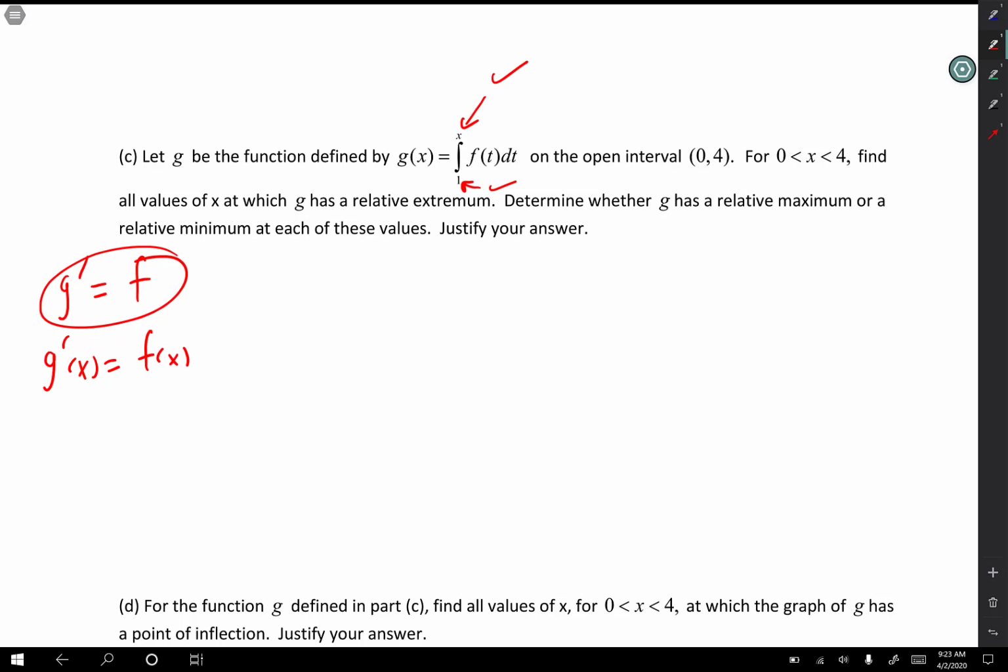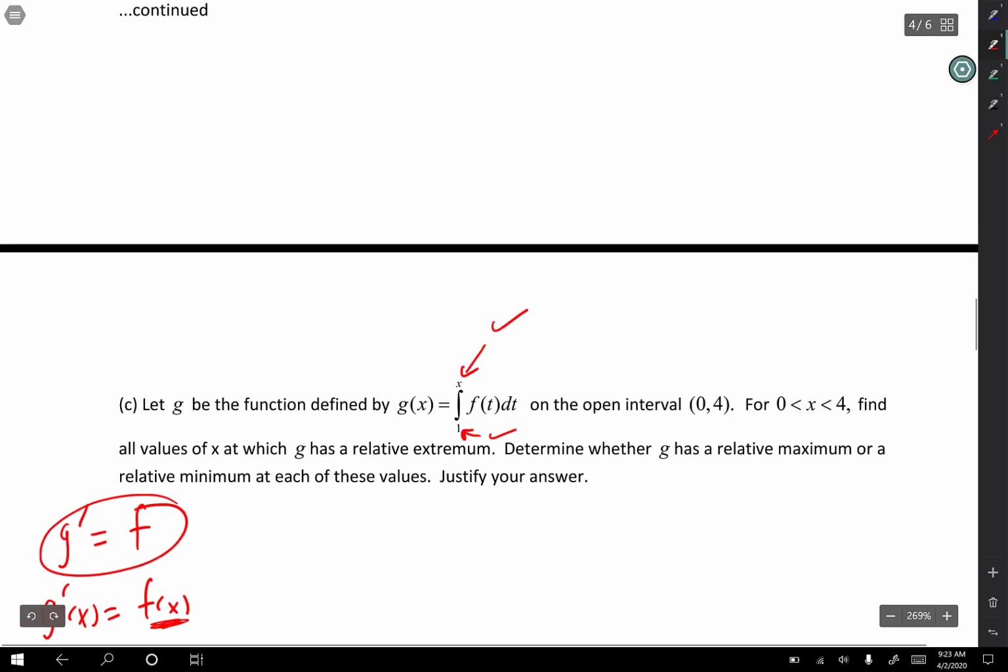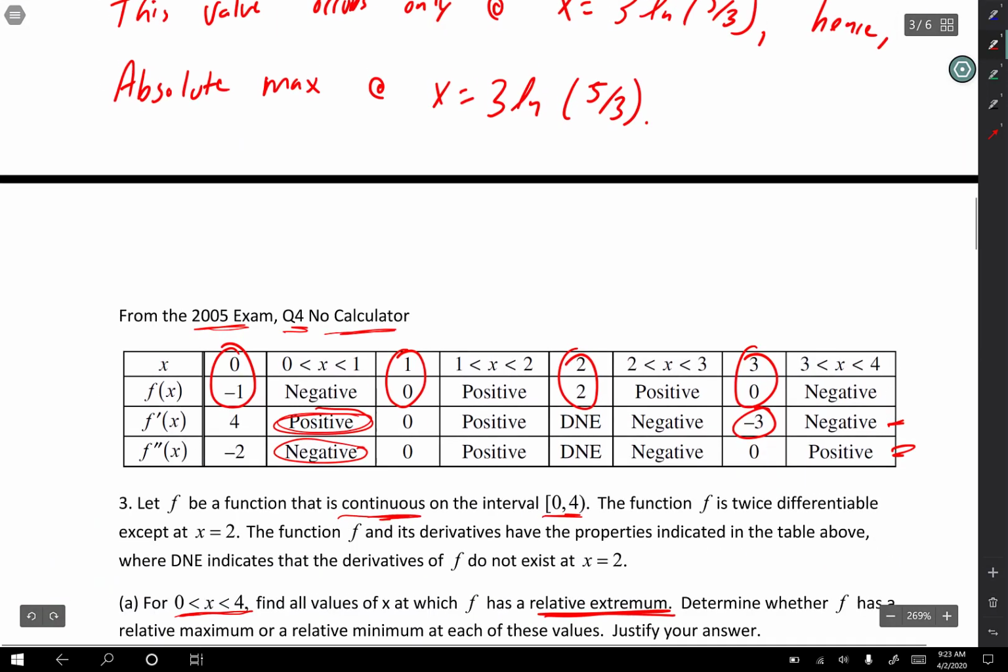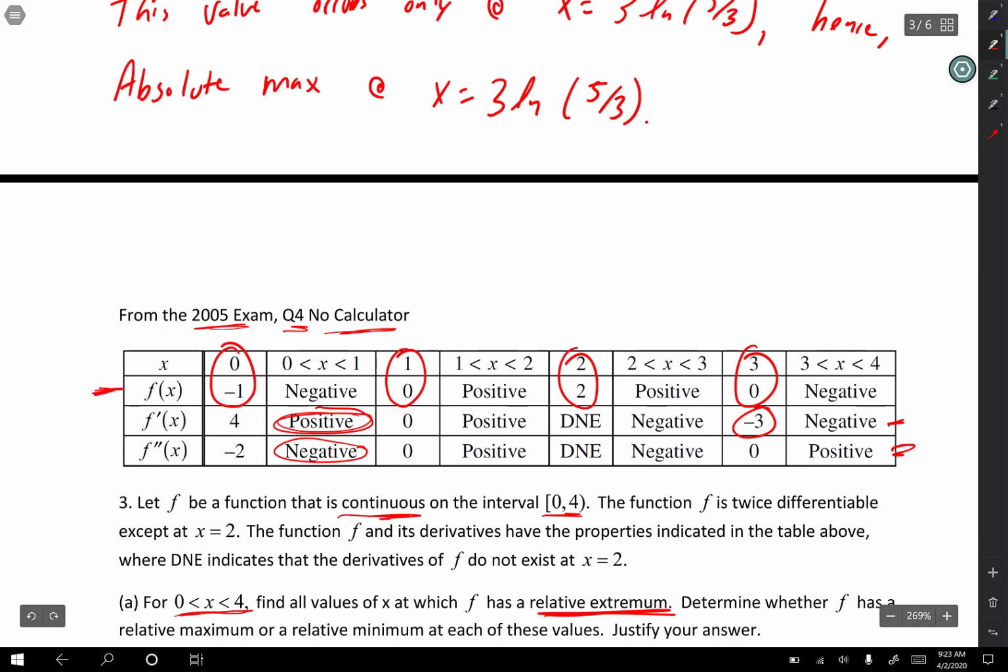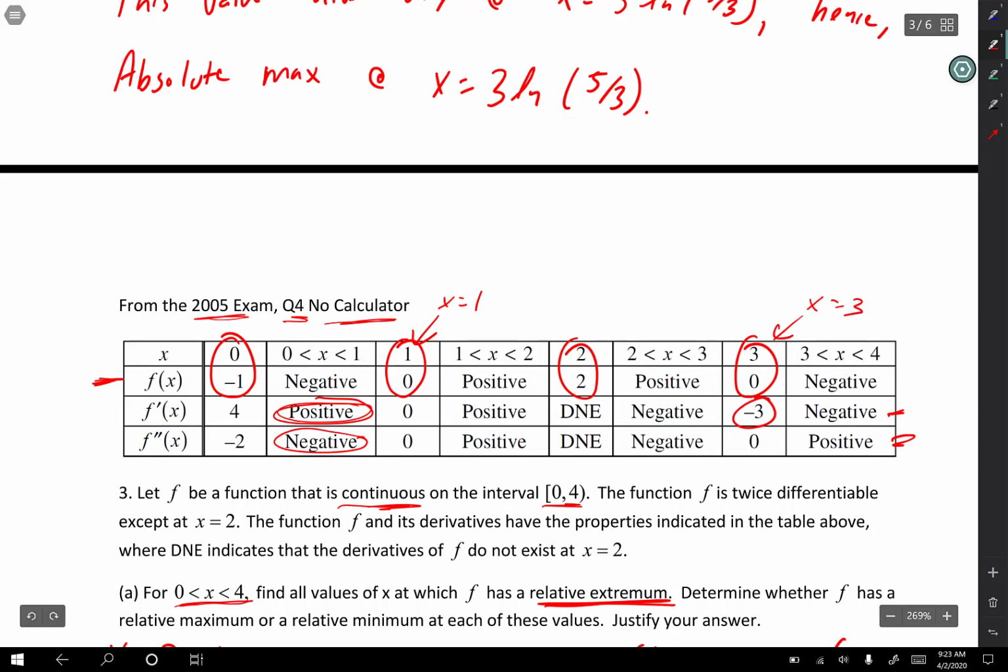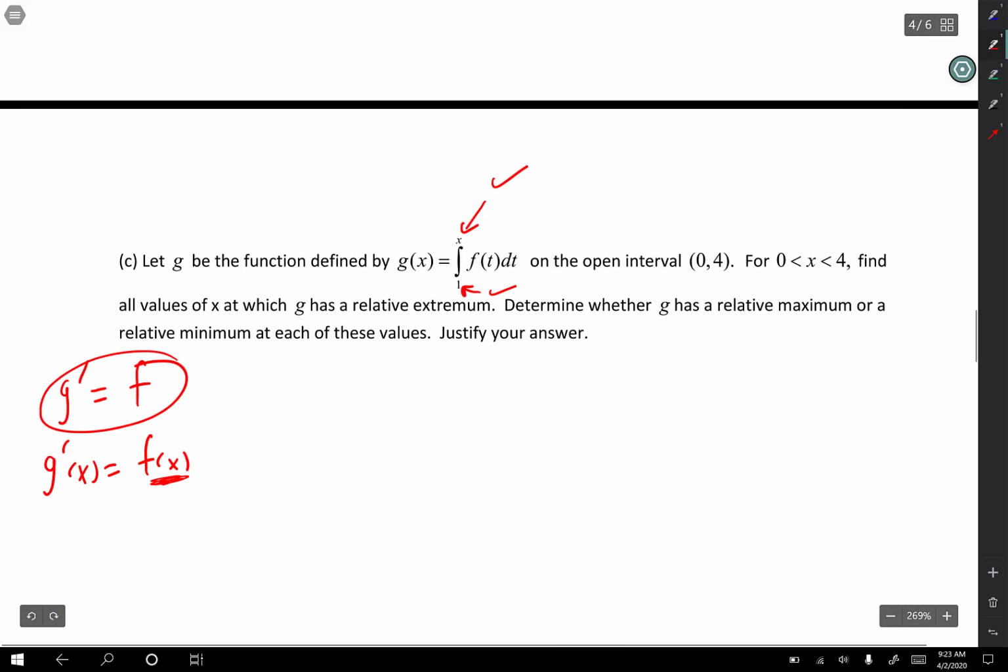So g prime equals f. So that means I'm going to look between 0 and 4. I'm going to look at f specifically, and I'm going to see where f is changing from positive to negative. So I come back, and I'm just looking at f, just this one. Negative, 0, positive, 2, positive, 0, negative. It changes twice. Negative, positive. It changes at x equals 1. And then positive, positive, negative. And it changes at x equals 3. So there it is. So I'm going to write x equals 1 and x equals 3.